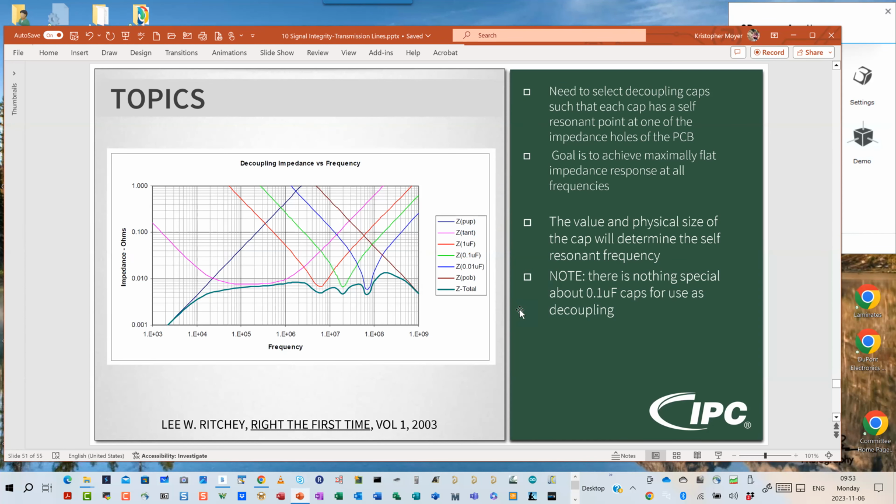So the goal of the power distribution network, all those physical capacitors that we put on the board: the data sheet says you must put a 0.1 microfarad capacitor at the power pin of every device. The actual desire is to select decoupling caps such that each cap has a self-resonant point at one of the impedance holes of the PCB's frequency response. The goal is to achieve a maximally flat impedance response at all frequencies, to have a minimal impedance at all frequencies.